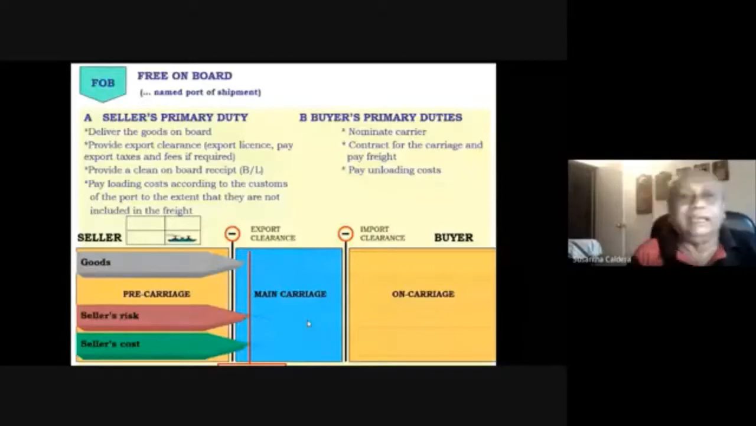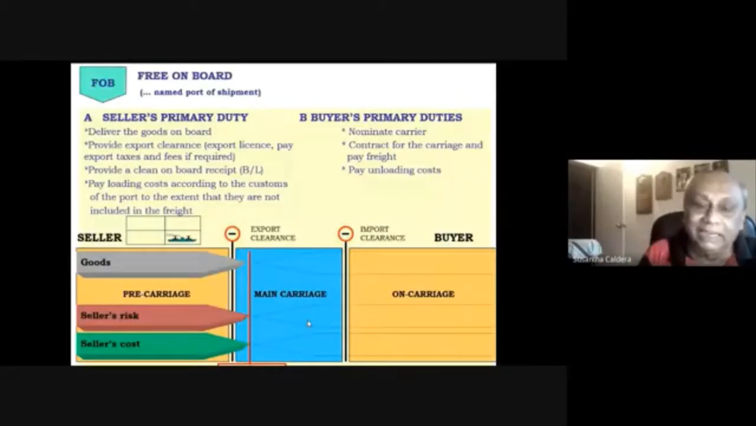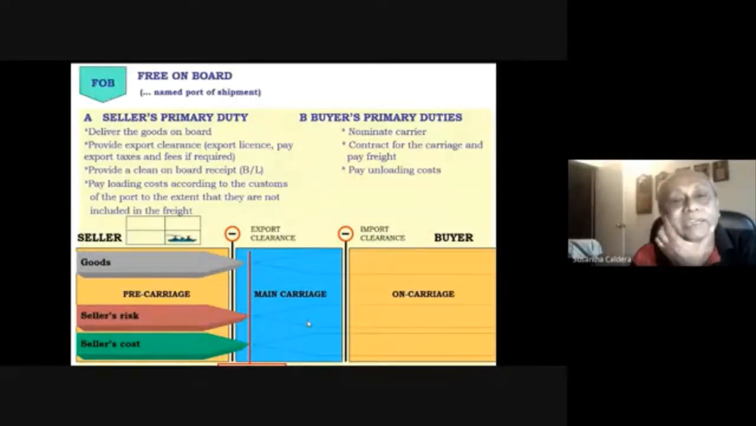Definitely, if the seller has to deliver the goods on board, he has to go through the customs. So obviously the export clearance has to be done by the seller. Common sense thinking, right? Then provide a clean on-board receipt. Once you load the goods to the ship, you have to provide the clean on-board receipt.